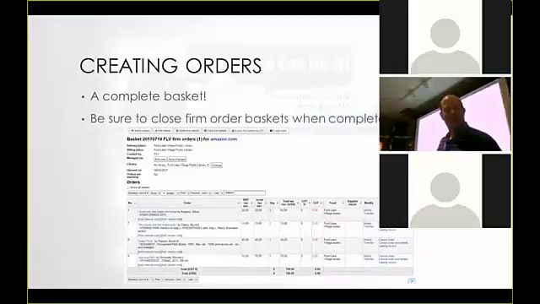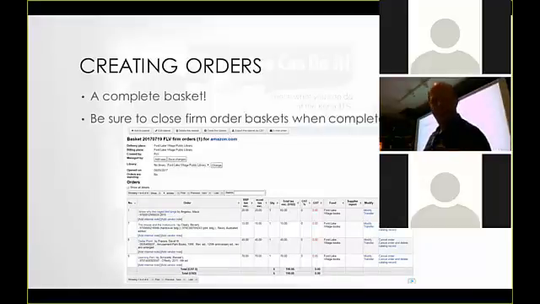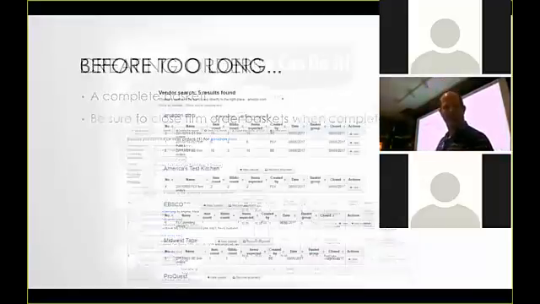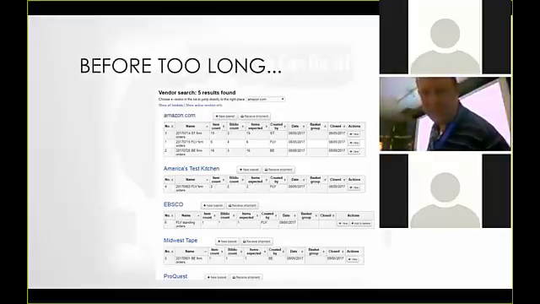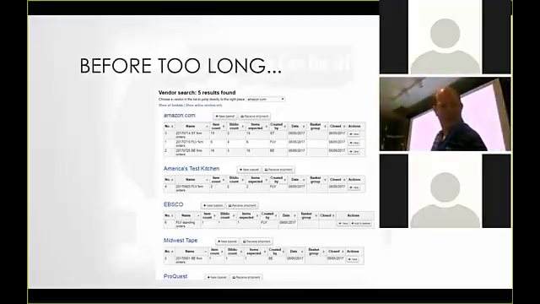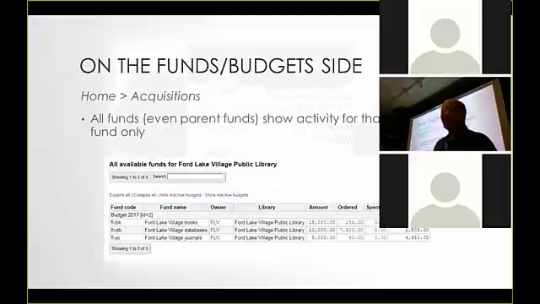So you keep going and you keep going and you keep going. Once you've created all your firm orders in that basket, make sure to go ahead and close it using the appropriate drop down. And before too long, you've got lots of vendors and lots of orders within all of them. What does this all look like?